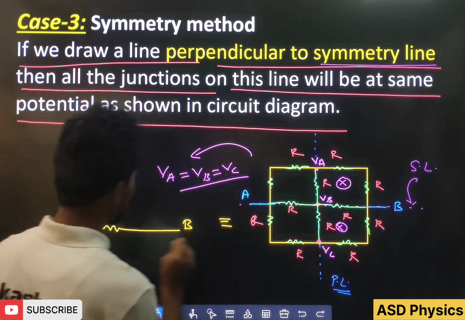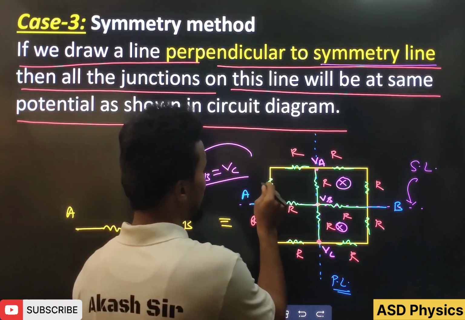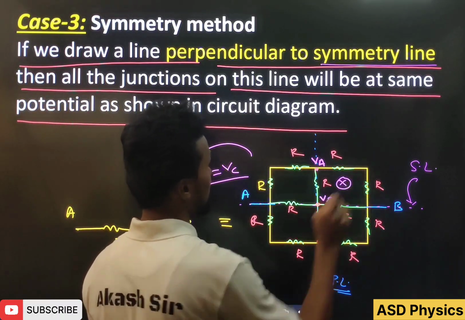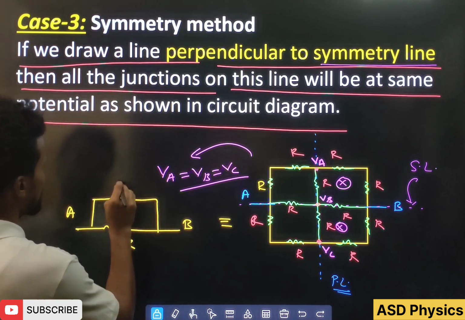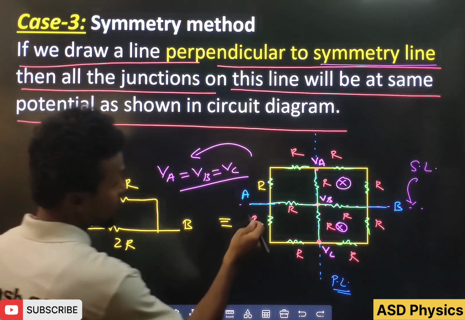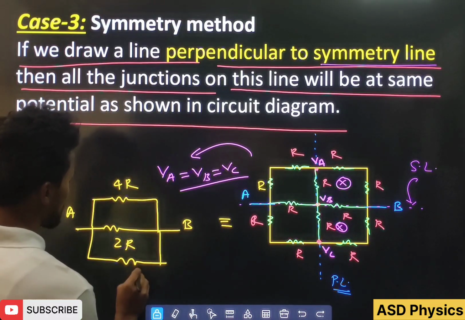Now this R and this R will come in series, 2R. Okay, and after that, see here, this R, this R, this R, this R all in series. How much will it come here? See, this one will come here, students, 4R. Okay, and here also R, R, R, R, they will also come here. How much here, students? Here 4R.